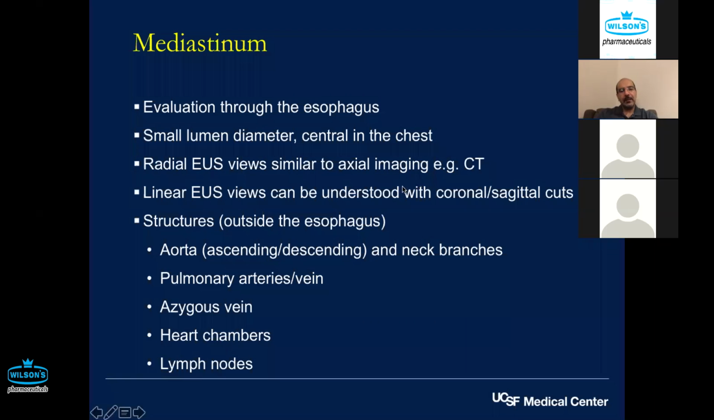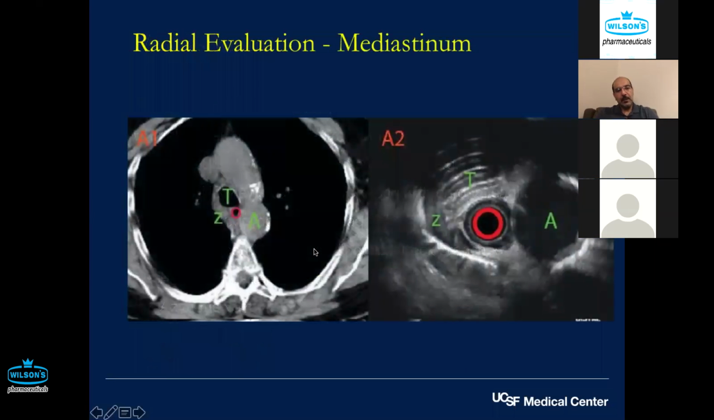And on the radial, it'll be very similar to CT, and on linear the views will be very different. And of course, other than the organs, we can look at vasculature. So these are some images from a textbook, but I think they illustrate this well. With the radial scope, the round red circle is the esophagus. So our scope is going to be in the esophagus.